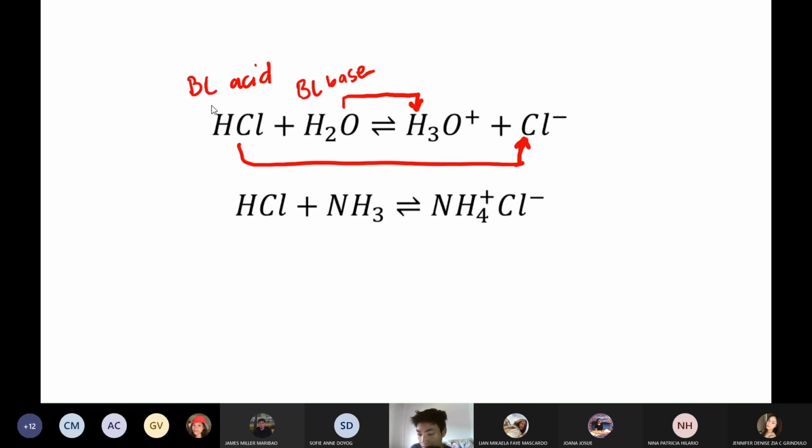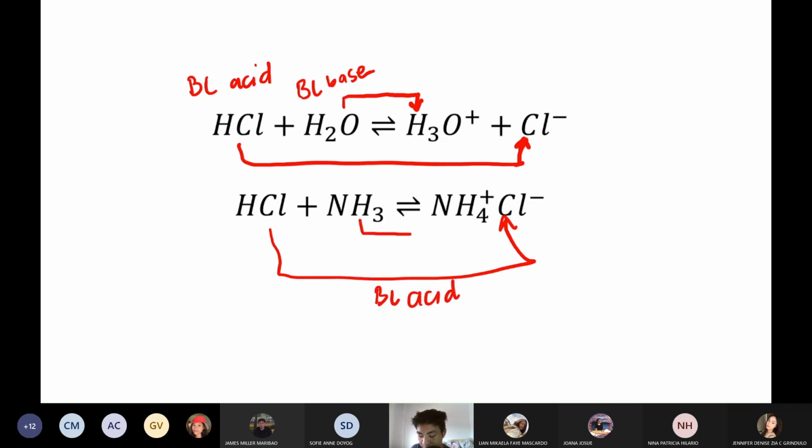So, ganun lang kapag Bronsted-Lowry definition. Just look kung sinong molecule yung madadagdagan or mababawasan ng H. Pag yan ay nabawasan ng H, that's acid. Pag yan ay nadagdagan ng H, that's base. Okay? So, for example, we have HCl. Pagdating sa product side, it turned into Cl minus na lang. So, that means yan ay Bronsted-Lowry acid.